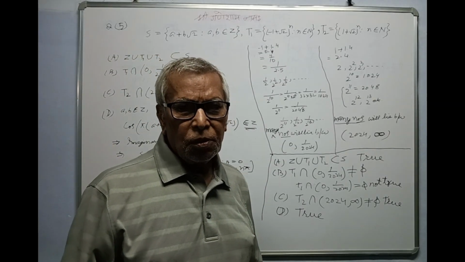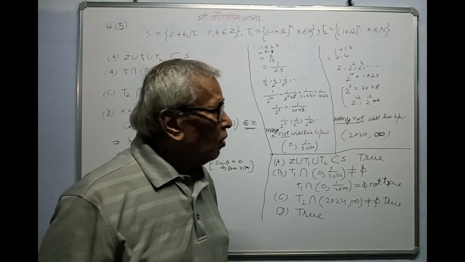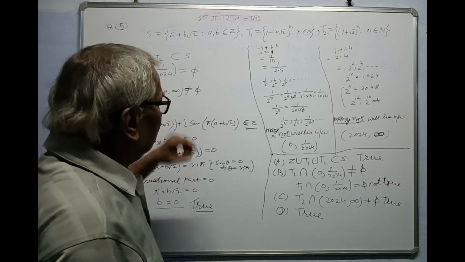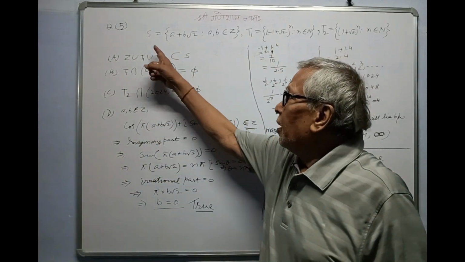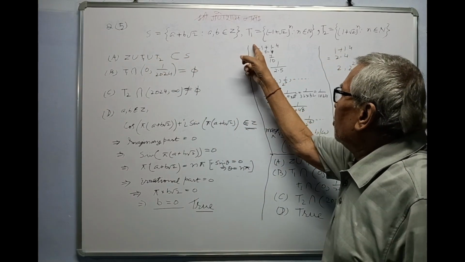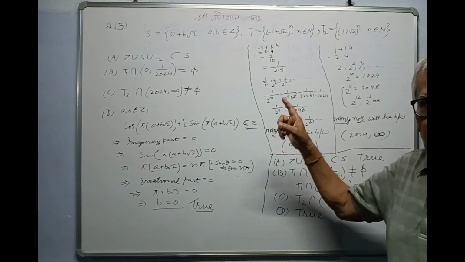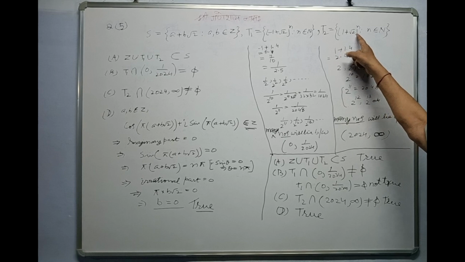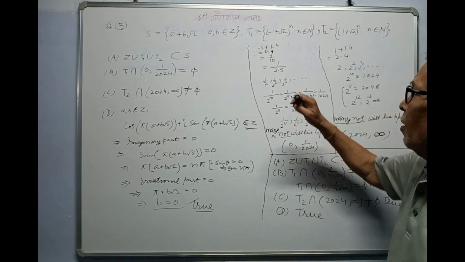JEE Advanced 2024 Mathematics Paper 1, question number 5. It is given S is equal to A plus B root 2, T1 is (minus 1 plus root 2) to the power n, n belongs to N, T2 is (1 plus root 2) to the power n, n belongs to N. Let us come to this point here.